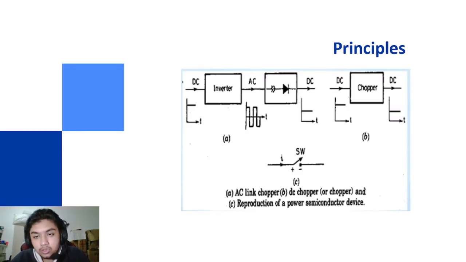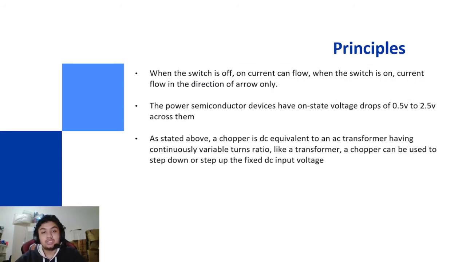Okay, so this is the circuit. So this is the switch or SW, and this is the arrow. When the switch is off, no current can flow. When the switch is on, current flows in the direction of the arrow only. The power semiconductor devices have an on-state voltage drop of 0.5 volt to 2.5 volt across them.